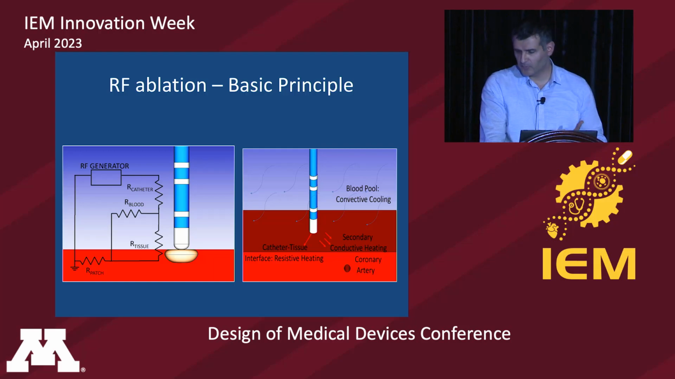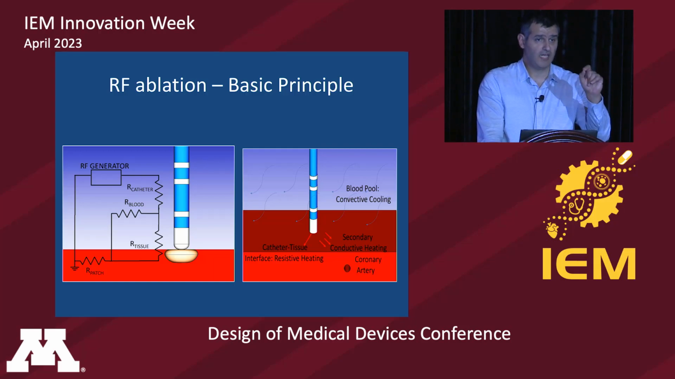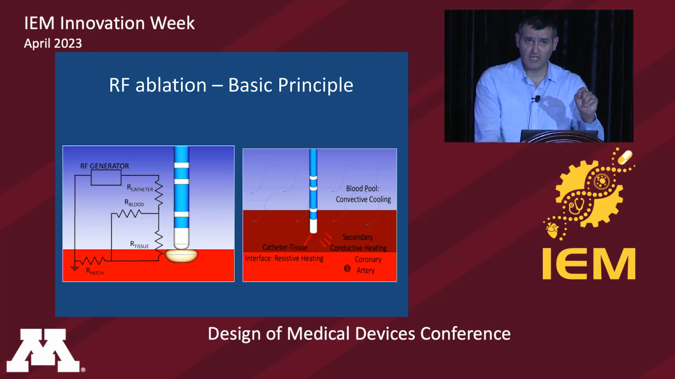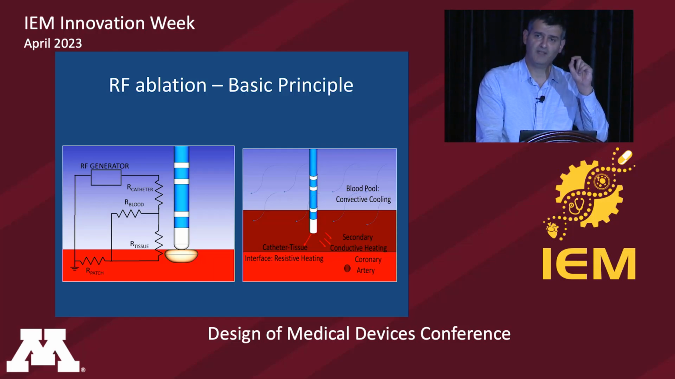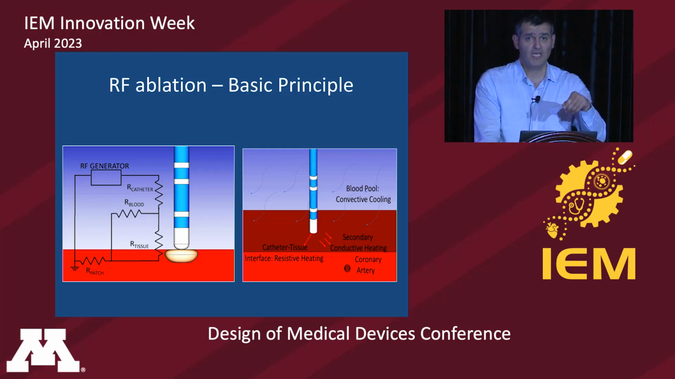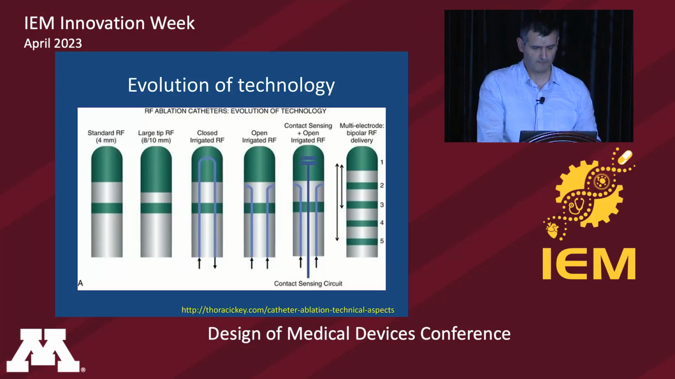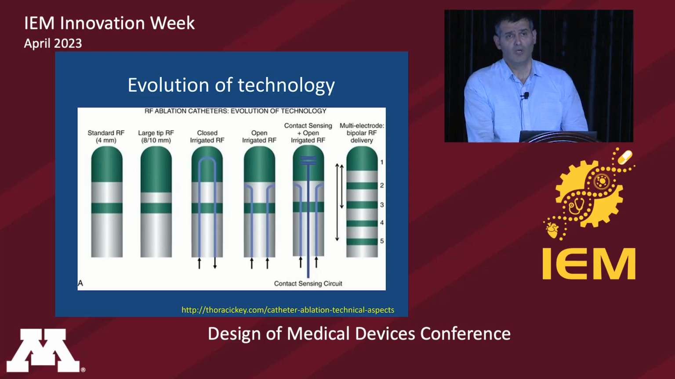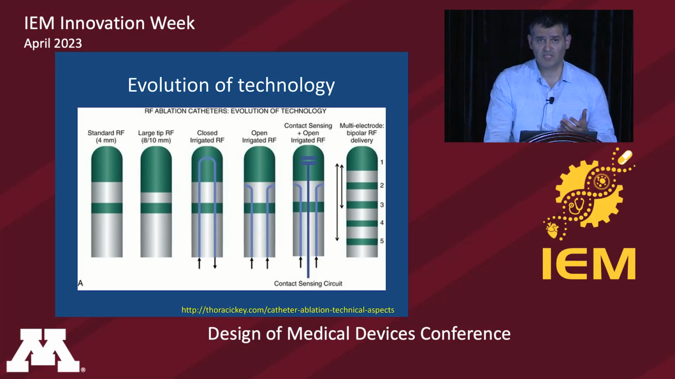So the basic principle of it, like I said, is to generate resistive heat and conductive heating. So there's two components to creating a lesion with RF. There is resistive heating that is basically generated by the current at the interface between the catheter and the tissue. And then conductive heating, that piece of tissue that got heated, conducts the heat down into the tissue to create a deeper lesion.